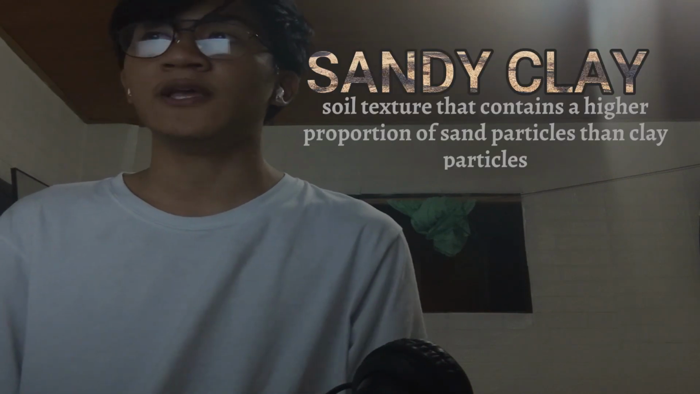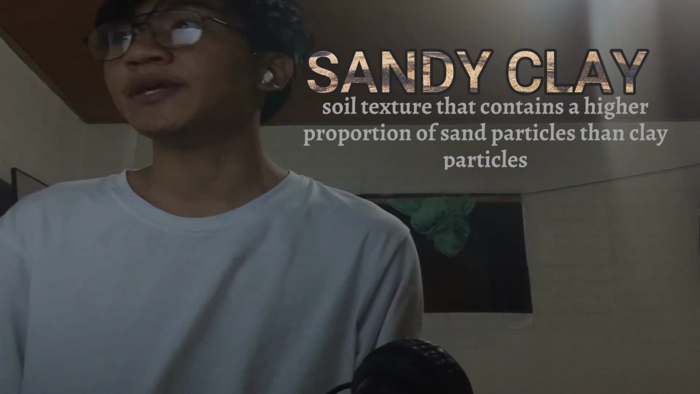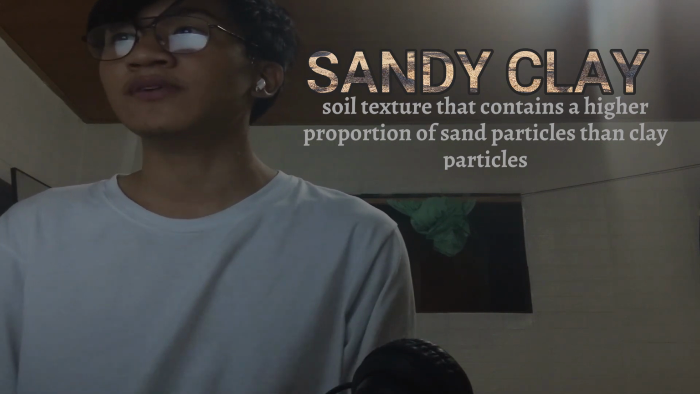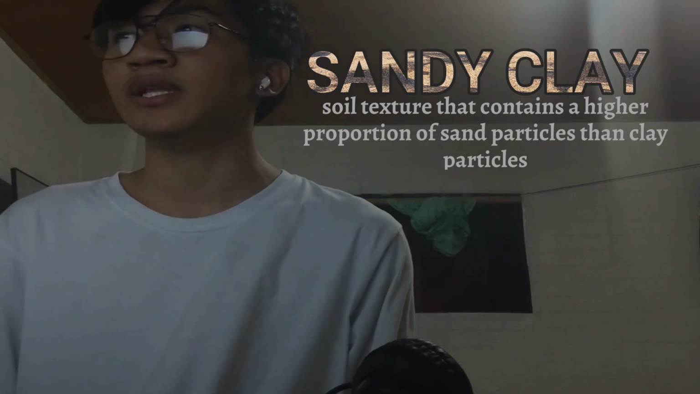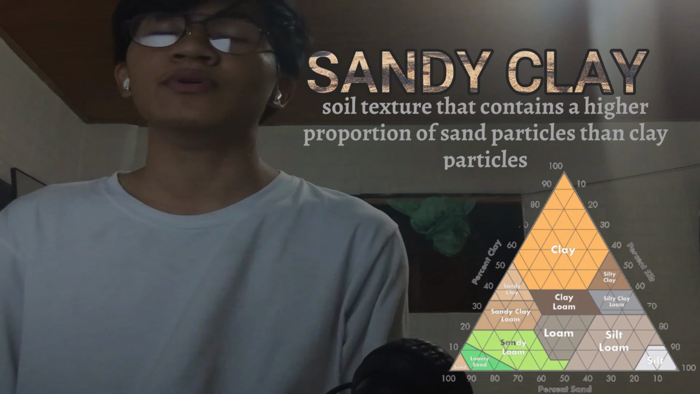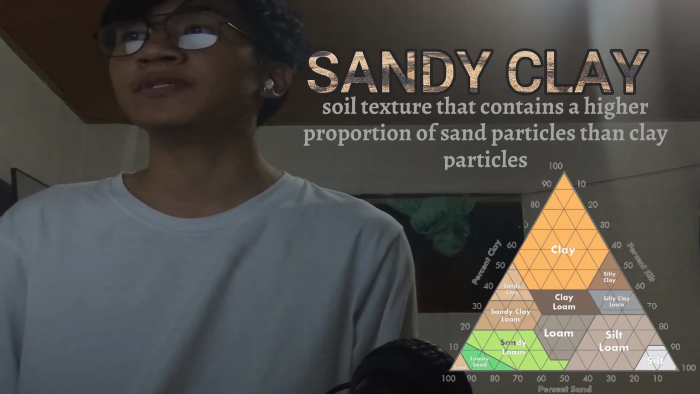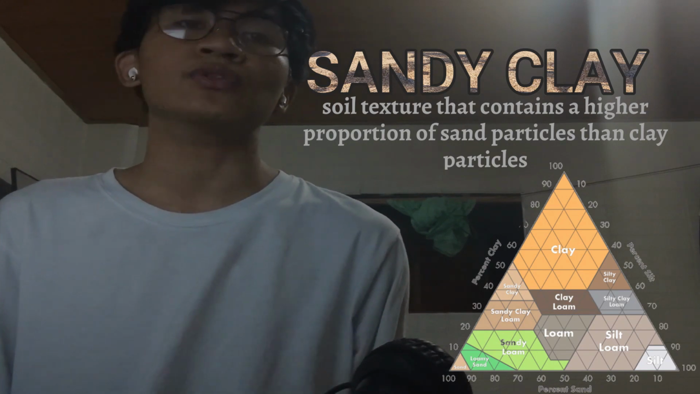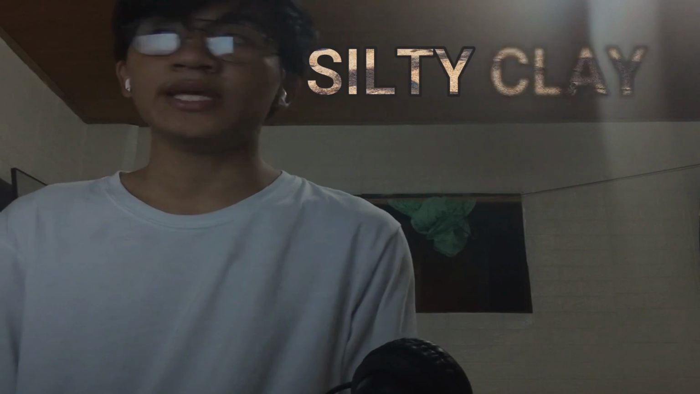Next is sandy clay, a soil texture that contains a higher proportion of sand particles than clay particles. Nonetheless, there is enough clay in the soil to give it a slightly sticky texture. Sandy clay is made up of 20 to 35% of clay, 45 to 65% of sand, and 10 to 30% of silt particles. Next is silty clay.